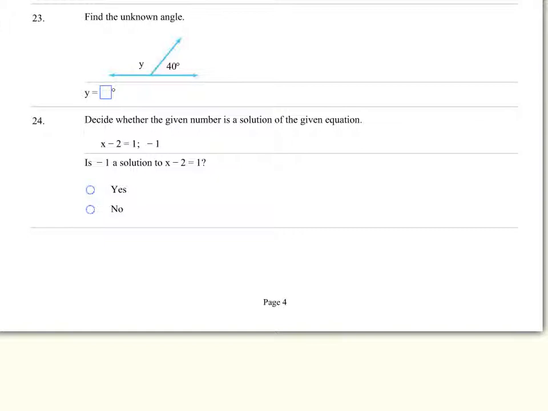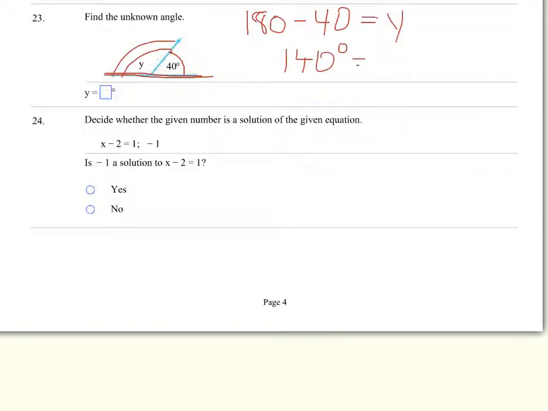The last one I want to look at is number 23. Number 23 says find the unknown angle. So we're trying to find this angle y right here. Now, maybe from previous years, you remember that this angle y plus this angle 40 degrees make a straight line. They're supplementary to each other, which means that they add up to 180 degrees. So we can just take 180 degrees and subtract 40 degrees, and that will give us the missing angle, angle y. So 180 minus 40 is 140 degrees.